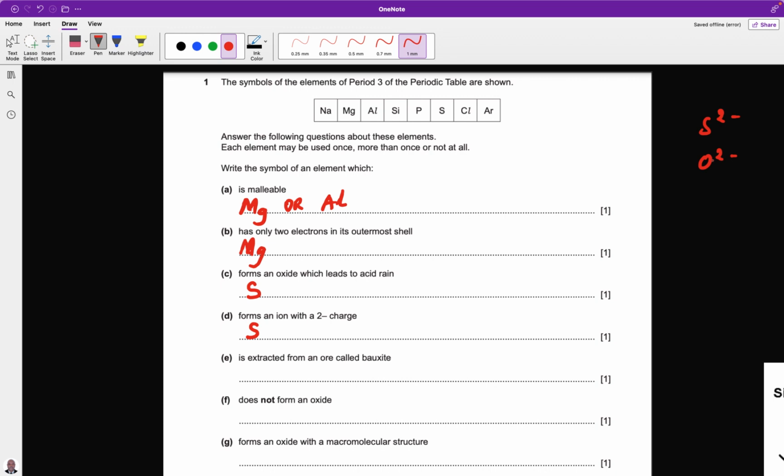So E, write down the symbol of an element which is extracted from an ore called bauxite. Bauxite is an ore that contains impure aluminum oxide. So aluminum is extracted from the ore we call bauxite. So the symbol of the element that is extracted from bauxite is aluminum. E is Al.